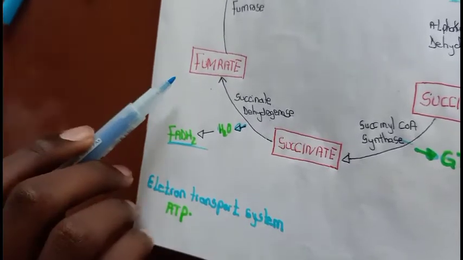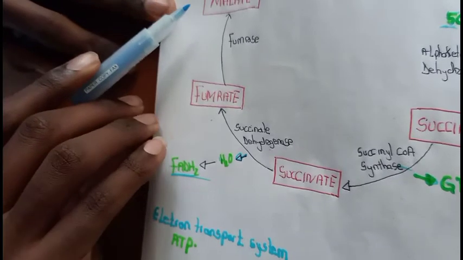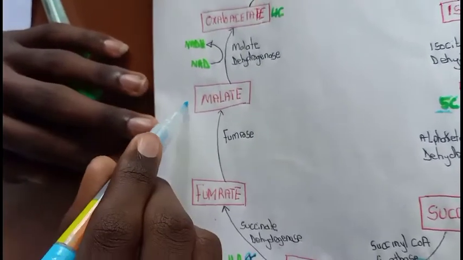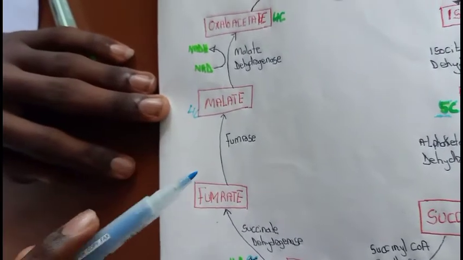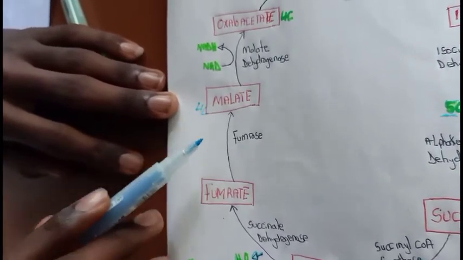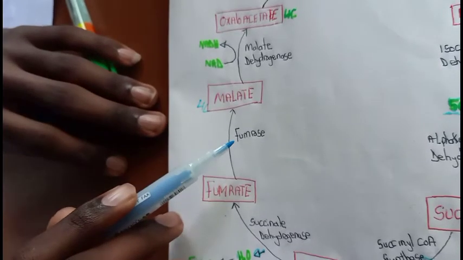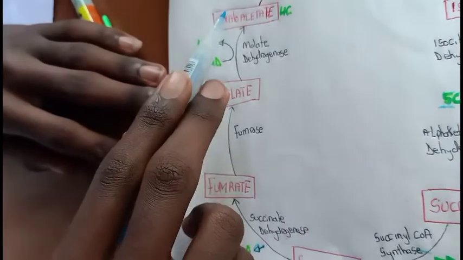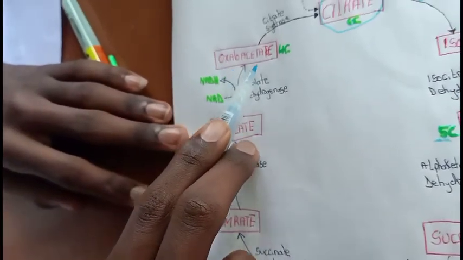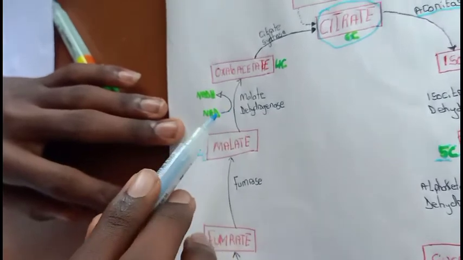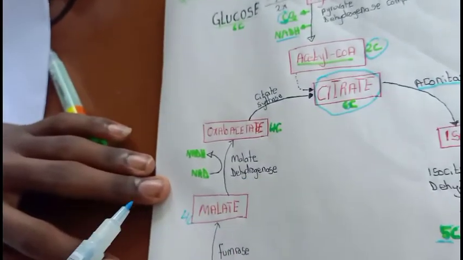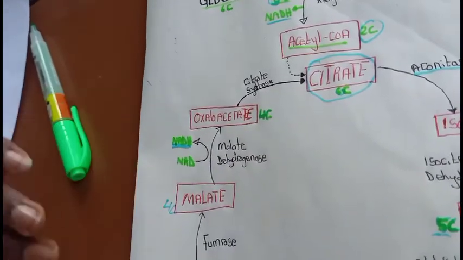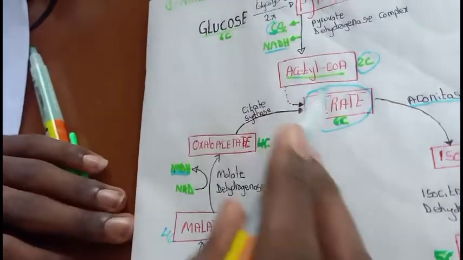FADH2. Fumarate is going to form malate. This is another molecule. So this is a 4-carbon compound molecule. So this is converted by an enzyme called fumarase enzyme, and this malate is going to be converted to oxaloacetate by an enzyme called malate dehydrogenase, and in this reaction we are going to form NADH. So this cycle will still continue.